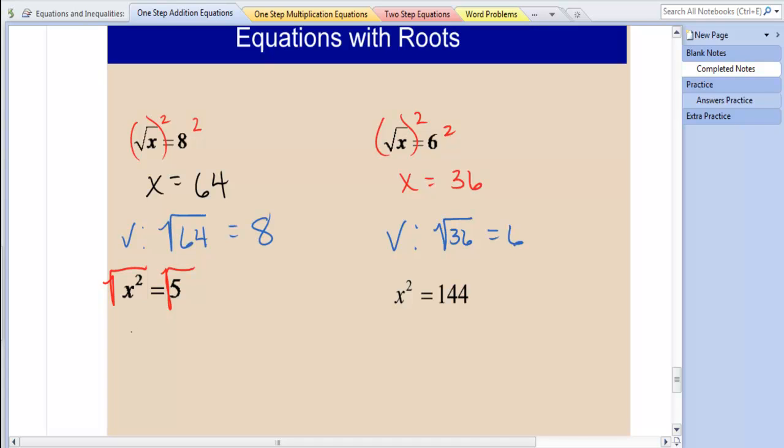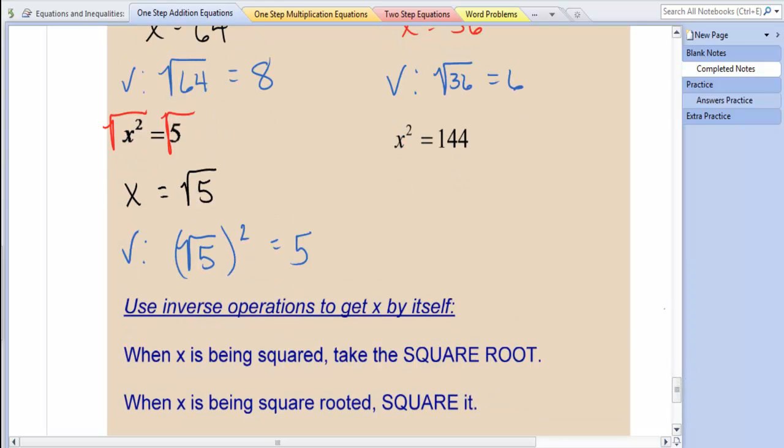So I'm going to end up with the square root of x squared. They cancel each other. What does the square root of x squared equal? X, right? And what does the square root of 5 equal? Just the square root of 5. So that's our answer. So to check, we're asking ourselves, does the square root of 5 squared equal 5? Sure. The square root of 5 squared equals 5 because that's the same thing as the square root of 5 times the square root of 5, which equals the square root of 25, which equals 5.